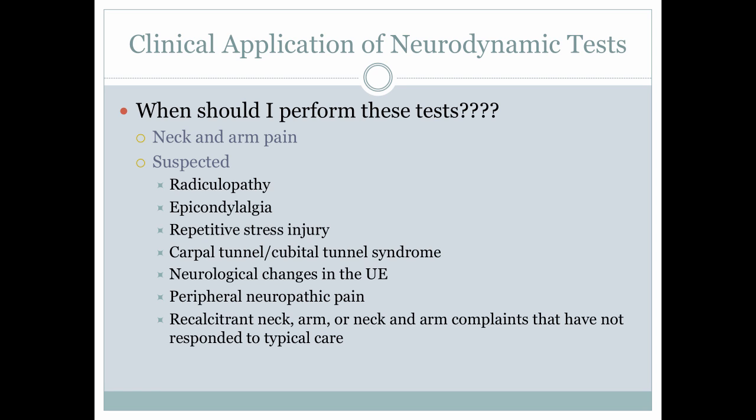Carpal tunnel and cubital tunnel syndrome, and I'll talk a little bit about carpal tunnel in this discussion, and then I'll do another discussion on the treatment where we'll talk about carpal tunnel and cubital tunnel syndrome as well. Anytime someone's reporting neurological changes in the upper extremity, anytime there's a suspicion of peripheral neuropathic pain, and really anytime there's a recalcitrant neck, arm, or a combination of neck and arm complaints that have not responded to typical care.